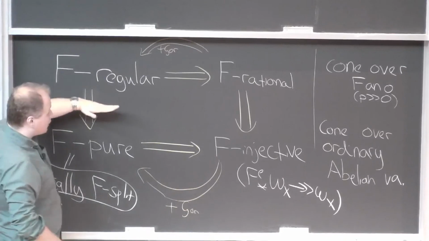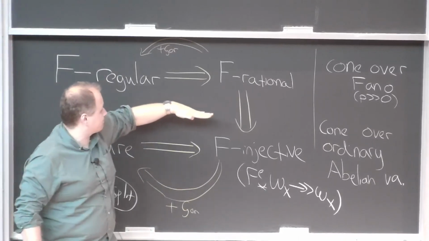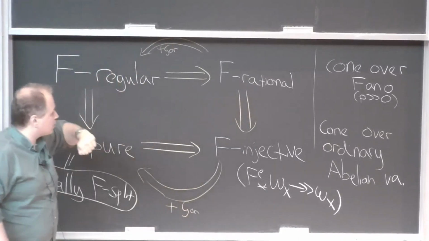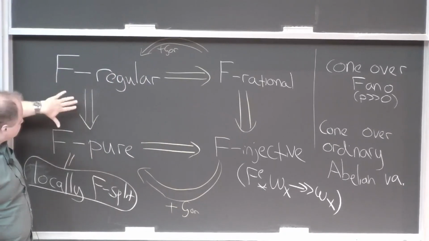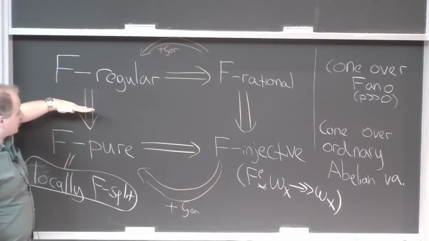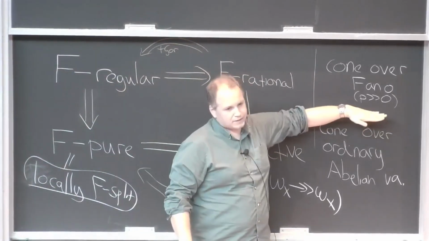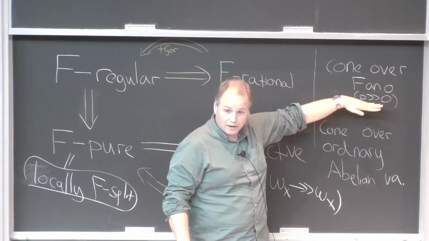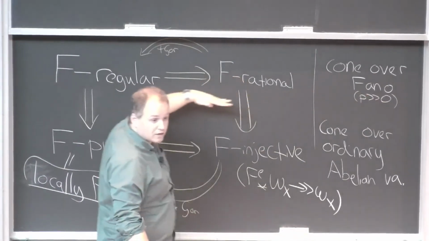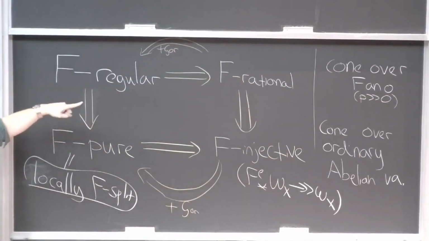Cones over abelian varieties are not going to be F-regular, and actually they won't be F-rational either. But on the other hand, at least if I take a Fano variety, reduce it to characteristic p for p big, and take the cone over a Fano for p big, that's always going to be F-rational, and we'll get to what these are in a little bit.